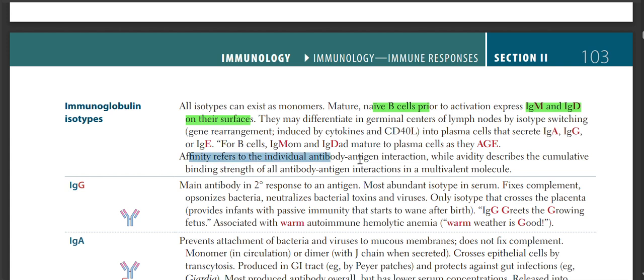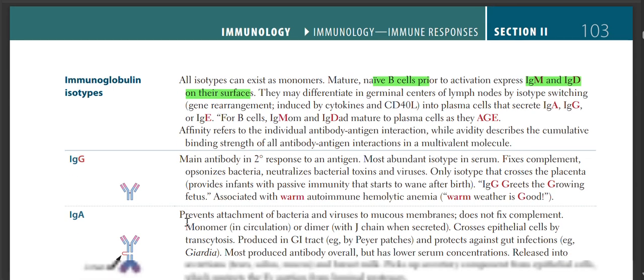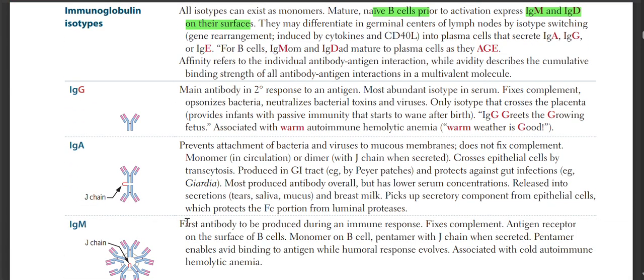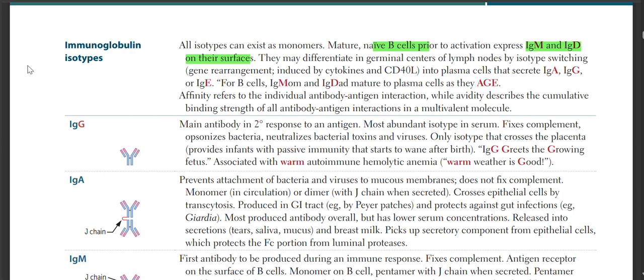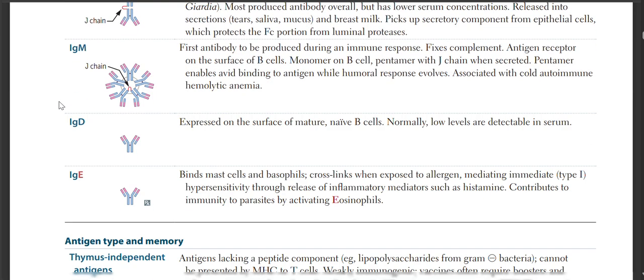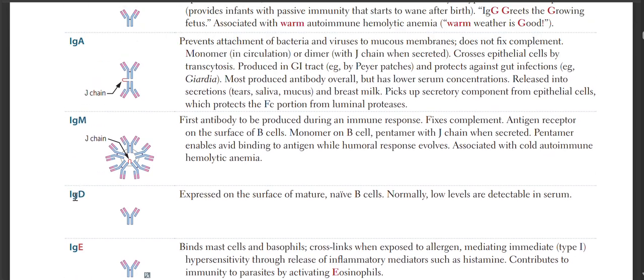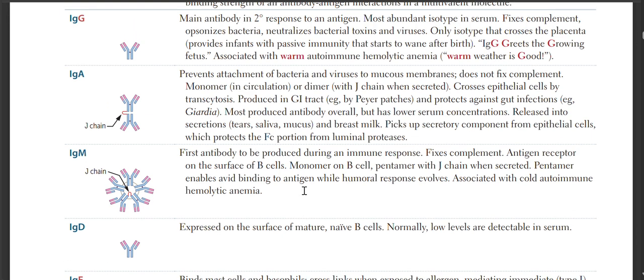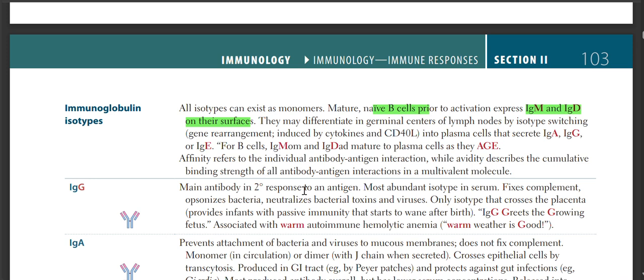So affinity is the antigen antibody binding, while avidity is the cumulative binding strength of all antigen antibody interactions in a pentavalent molecule. So just to recap, there are a lot of different immunoglobulins. You don't really need to remember about D, but remember that IgM and IgD are present majorly on mature and immature B cells.